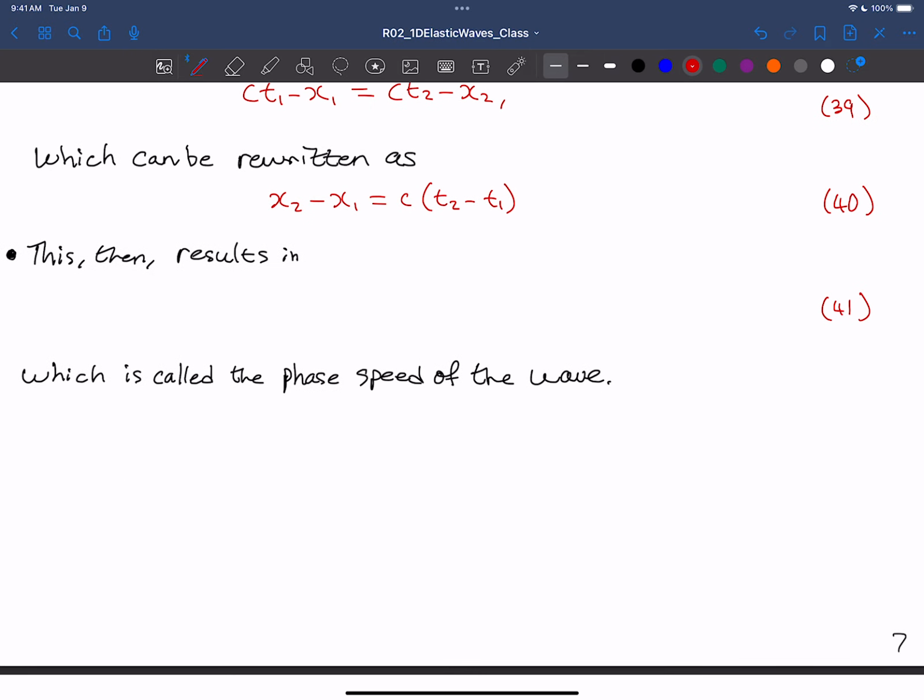This then results in the following, that c here is equal to x2 minus x1 divided by t2 minus t1, and it's in here called the phase speed of the wave. It's the speed at which that wave travels down the system.